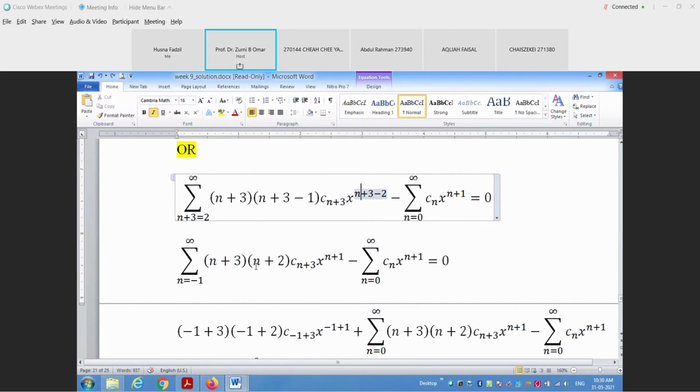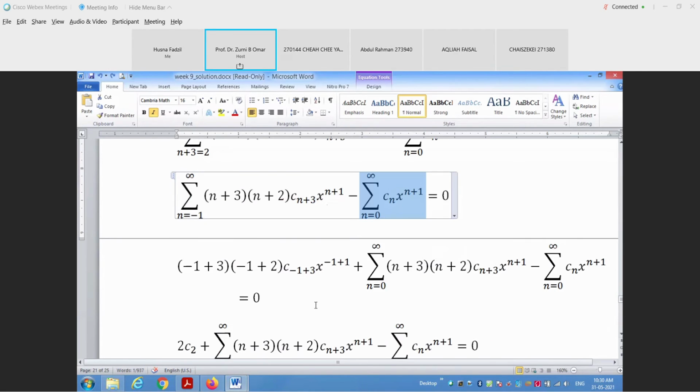Now we simplify this. N plus 3 equal to 2 will be n equal to minus 1, because 2 minus 3 is minus 1. This will be n plus 3, this one will be n plus 2, and this one will be seeing n plus 3, then x power of n plus 1, because n plus 3 minus 2 is n plus 1, while the second series remains unchanged.